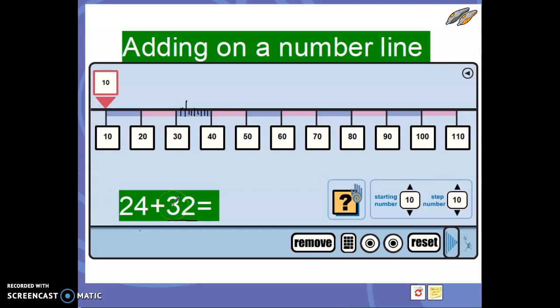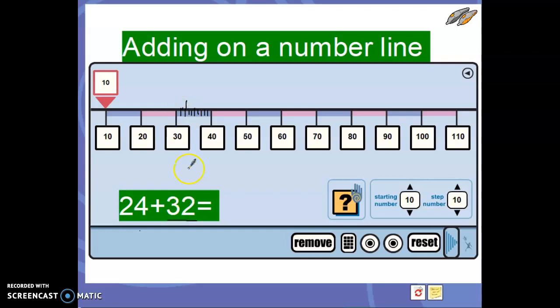Hi, so there are multiple ways to show addition for two-digit numbers. So I'm going to start with the bigger number because of the commutative property. I can switch these places, so it doesn't matter if I start with 24 or 32. Please don't forget that in subtraction, it does matter. You cannot switch them. The commutative property allows you to switch them in addition.